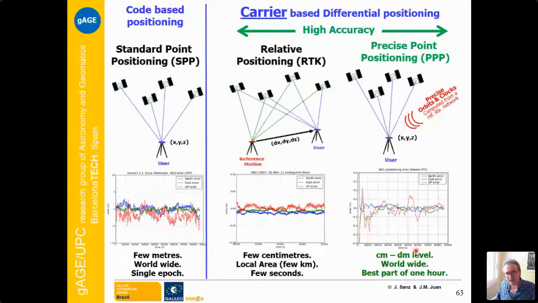This is the accuracy. The highest accuracy is in RTK, a few centimeters. Let's say more than 2 orders of magnitude better than standard point positioning. A few seconds is not a single epoch, but in 10 to 30 seconds, depending on the satellite geometry, we can achieve this accuracy, with a limitation in the baseline: local area.